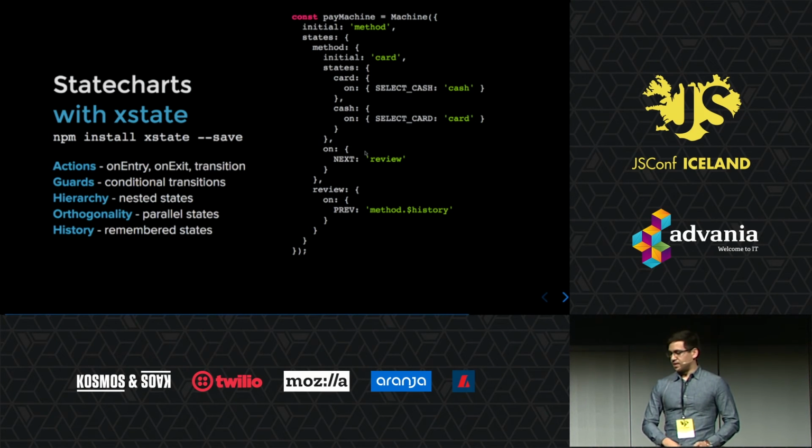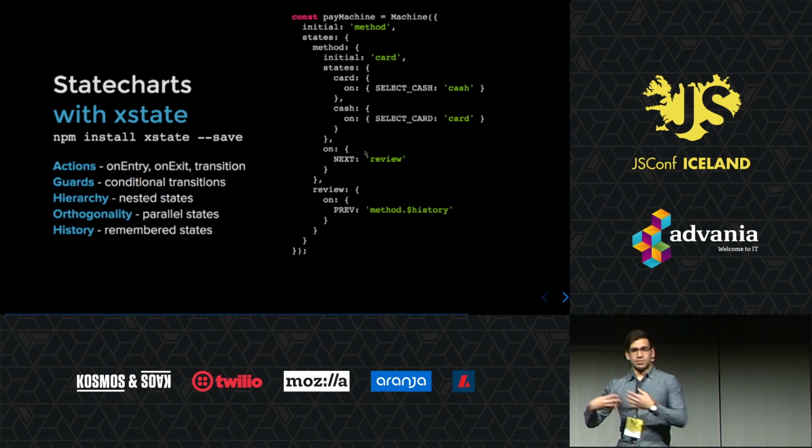In this example, let's say that you're doing a payment flow and you're either asking for cash or card. The user could switch between them. Then the user goes to the review page.